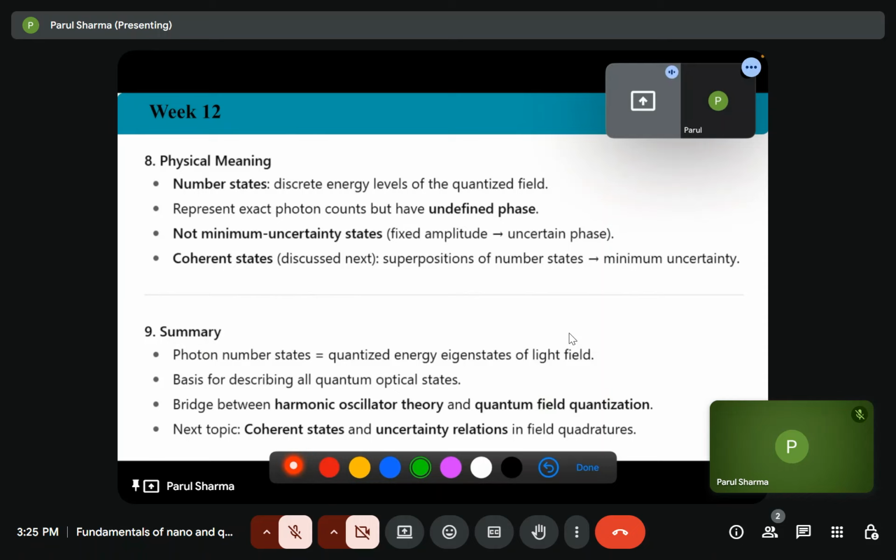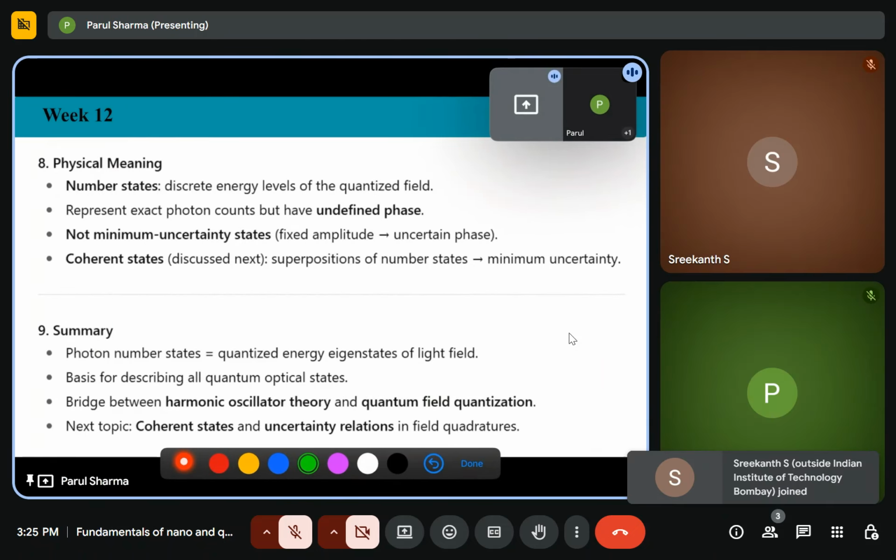So photon number states are the quantized energy eigenstates of light field. It is the basis for describing all the quantum optical states, and it is a bridge between the harmonic oscillator theory and the quantum field quantization.